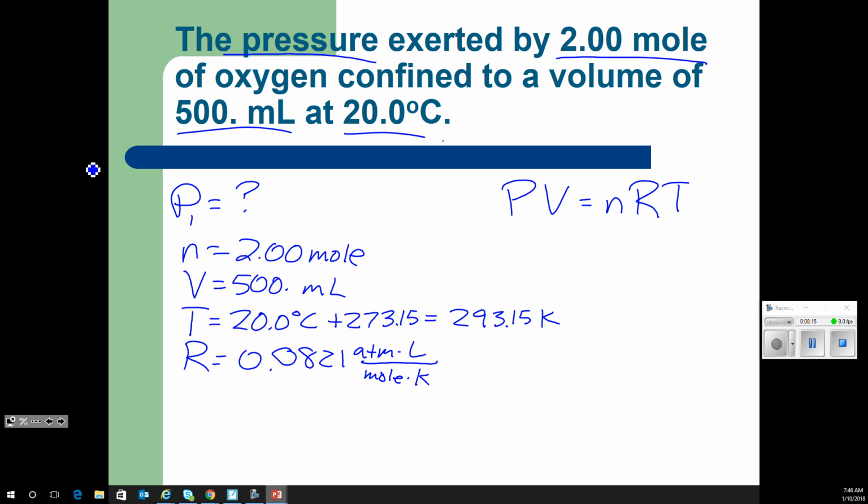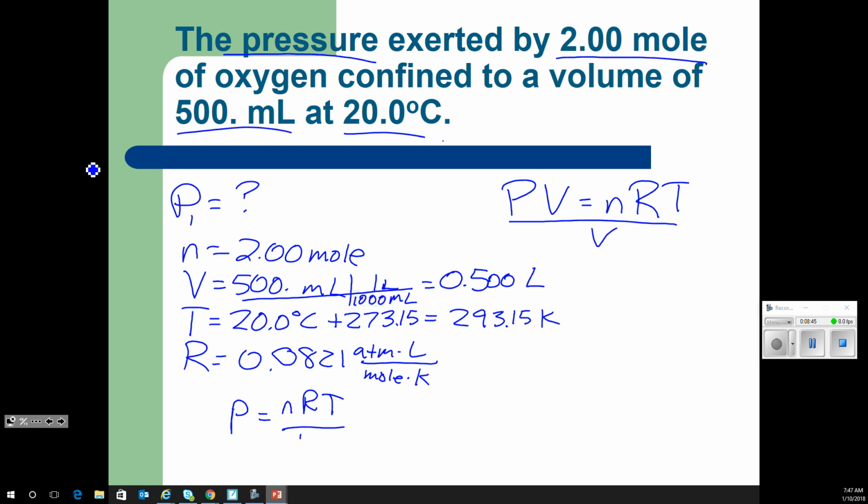Oh, it's not in liters. What do I need to do to fix it to go to liters? Do a little quick conversion here. There's 1,000 milliliters in 1 liter. That means I'm going to divide that by 1,000, 0.500 liters. Okay, temperature is in Kelvin, and I've got my R. So now it's just a matter of plugging things in. Since I'm looking for P, I'm going to divide both sides by V. So I end up with P equals nRT divided by V.